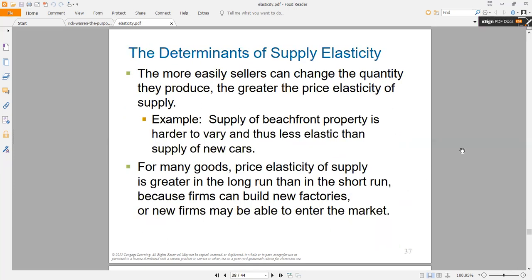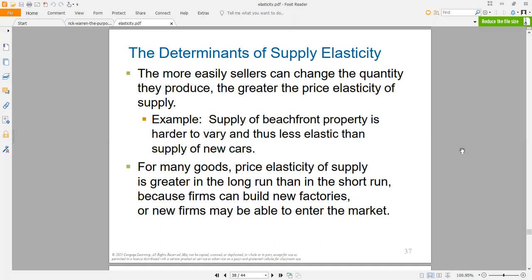Then the determinants of supply elasticity. For supply, if you want to know how sellers respond to changes in price, what you need to know is that whenever the producers or sellers are able to easily change their quantities when there's a change in price, then the price elasticity there is going to be high. But in the case where they are unable to easily change their quantities, even if there's a change in price, that makes the supply quite inelastic.